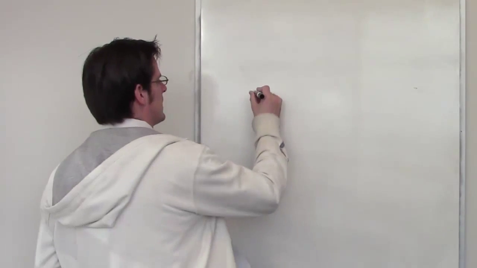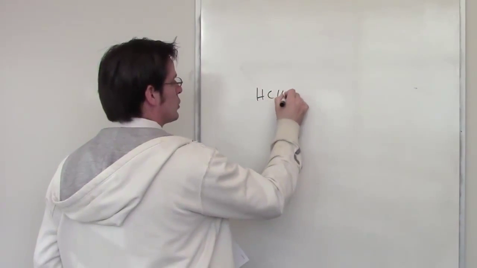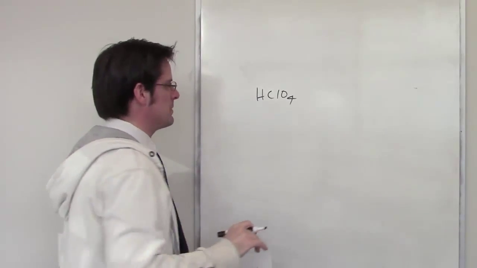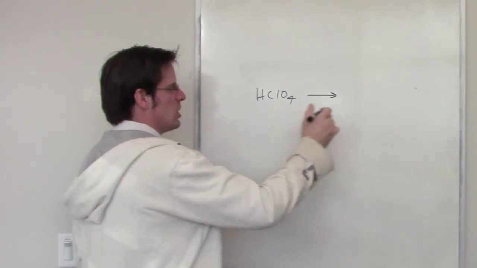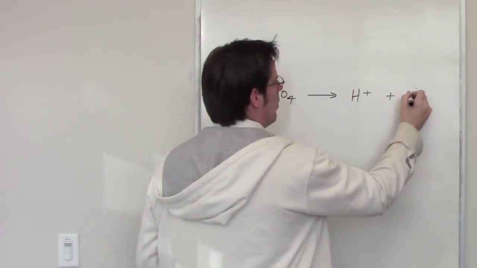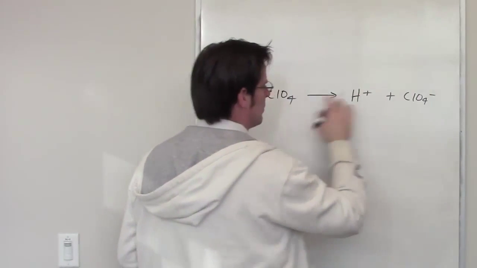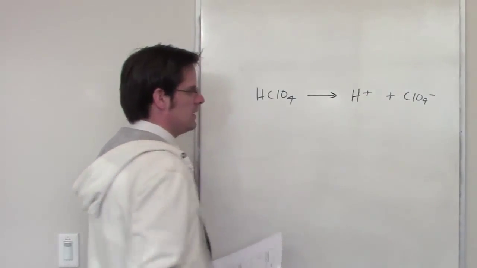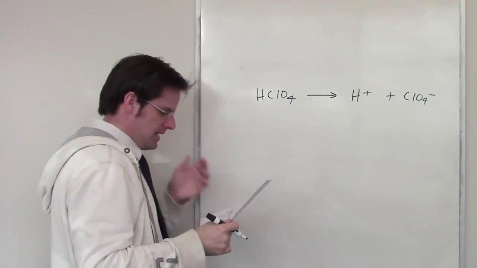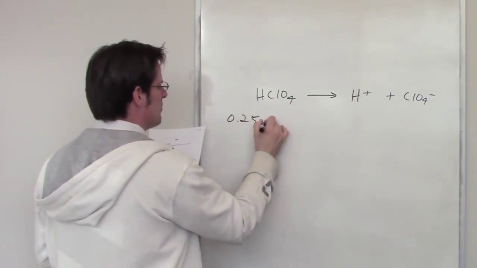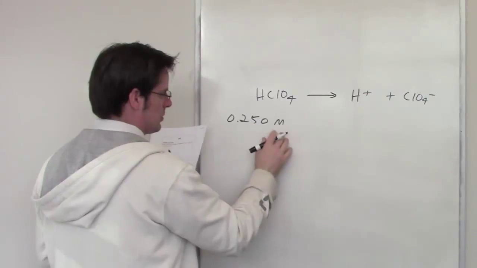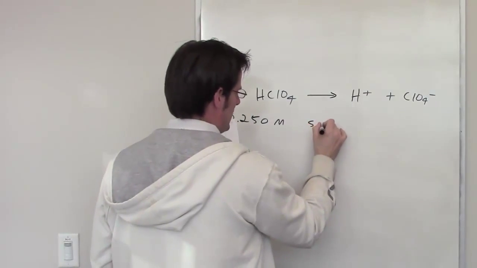This question is asking about perchloric acid, which is one of the strong acids I require you, my students, to memorize. Perchloric acid, because it's a strong acid, dissociates in a virtually one-way arrow, so I don't have an equilibrium arrow here, to form H+ and ClO4-. It tells me that I have a solution of this that is 0.250 molar in concentration, and I add 5 milliliters of it.